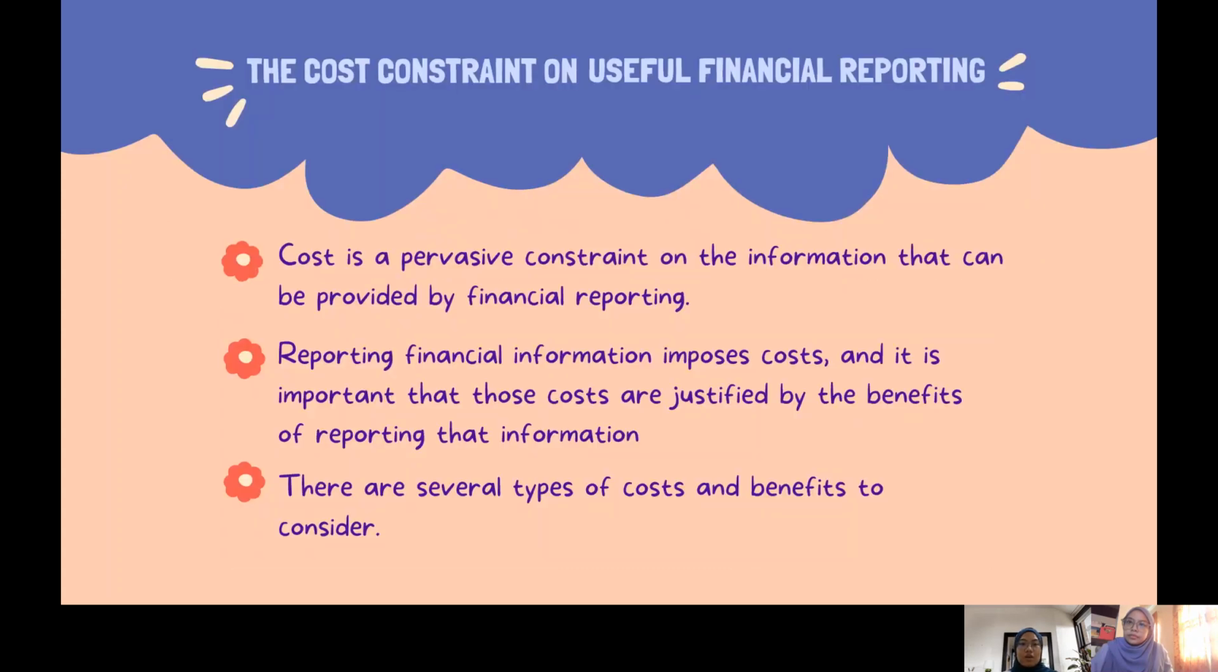The next one is the cost constraint on useful financial reporting. Cost is a pervasive constraint on the information that can be provided by financial reporting. Reporting financial information imposes costs, and it is important that those costs are justified by the benefits of reporting that information. There are several types of costs and benefits to consider.